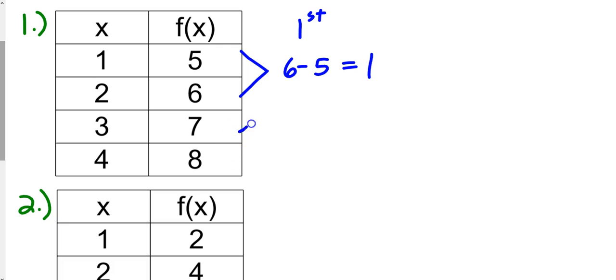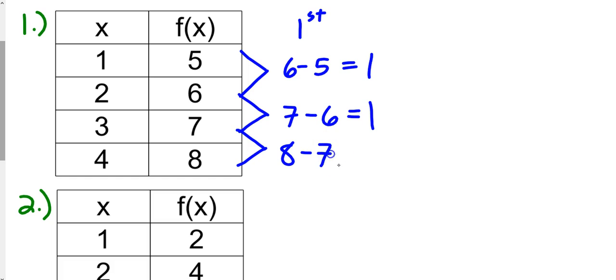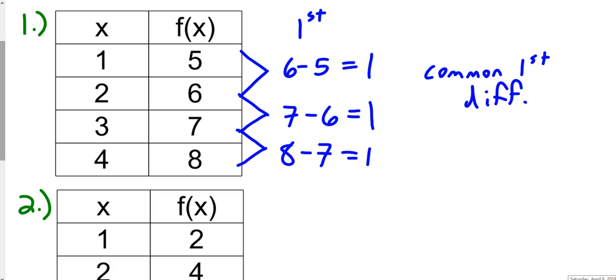So let's check this. So we're going to do the next guy. So we're going to take 7 minus 6. 7 minus 6 is 1. So far, they're the same, right? Well, let's check one more. Let's take 8 minus 7. And that's 1. Since all of these first differences are coming out to 1, that's what we call a common first difference. And that means that this guy is definitely linear in nature. Okay, it is a linear function. That's what's going on there. We'll talk about how to write this equation here in a couple minutes.